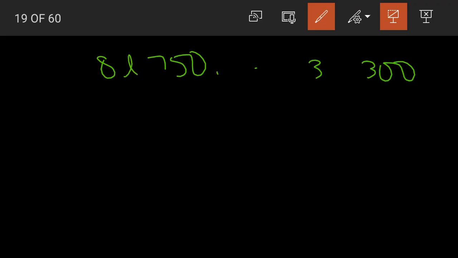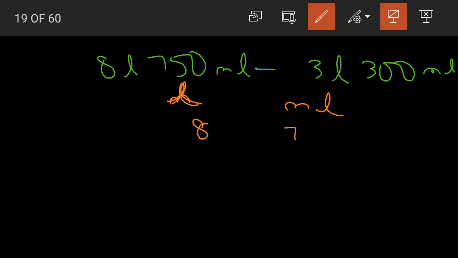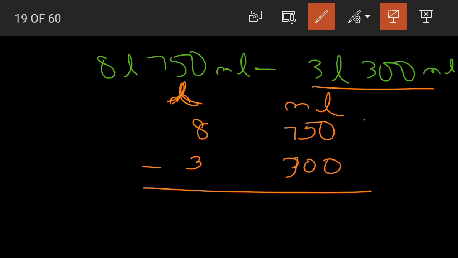This is our question. Liters, milliliters. Now what will be our answer? How will we solve? We'll first arrange them into 2 columns, liters and milliliters. 8, 750. For the second one we have 3 and 300. This is a very simple problem. Yes, both the terms have the exact numbers. Both of them have liters and milliliters, so we can subtract easily and directly.